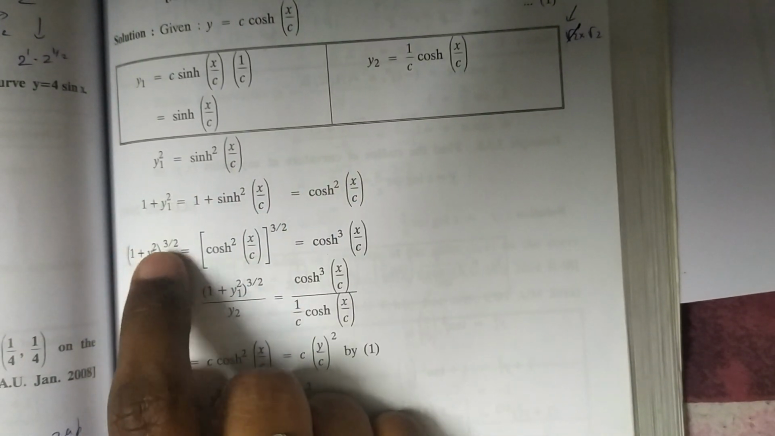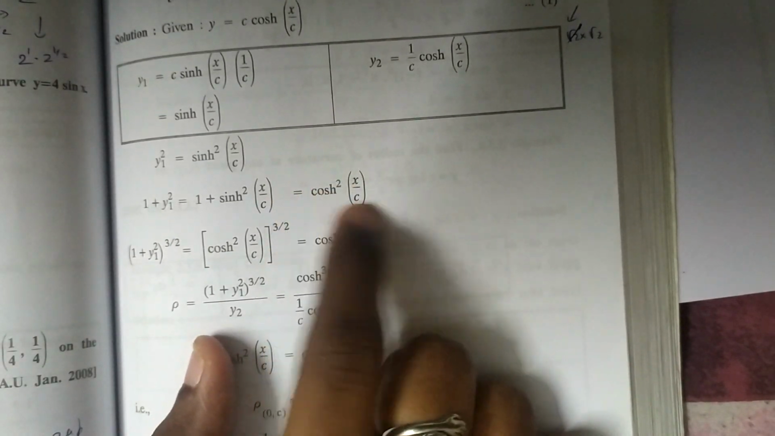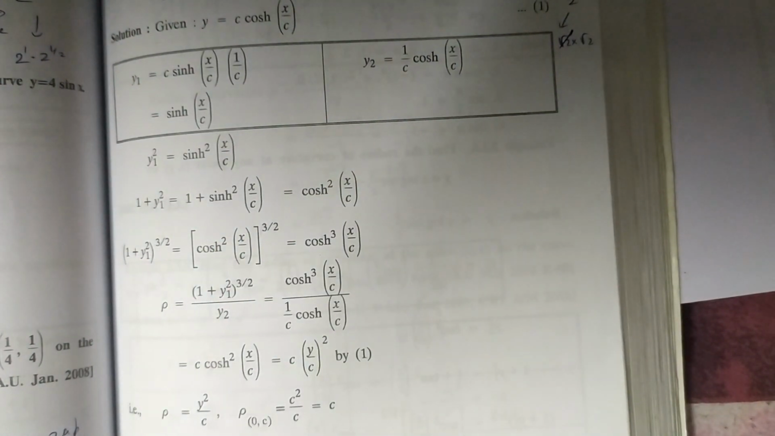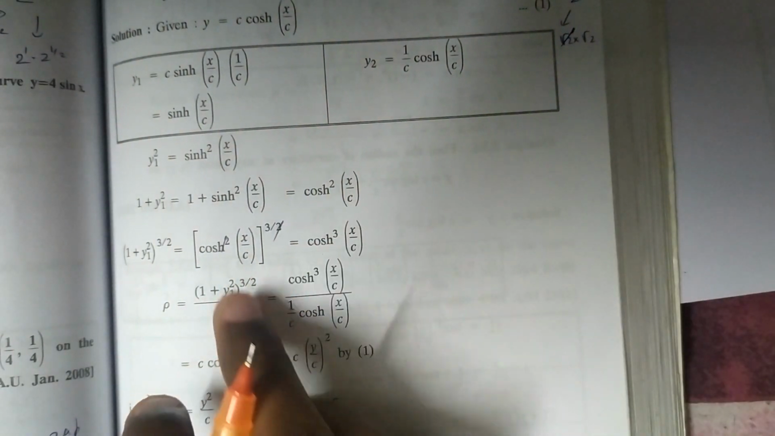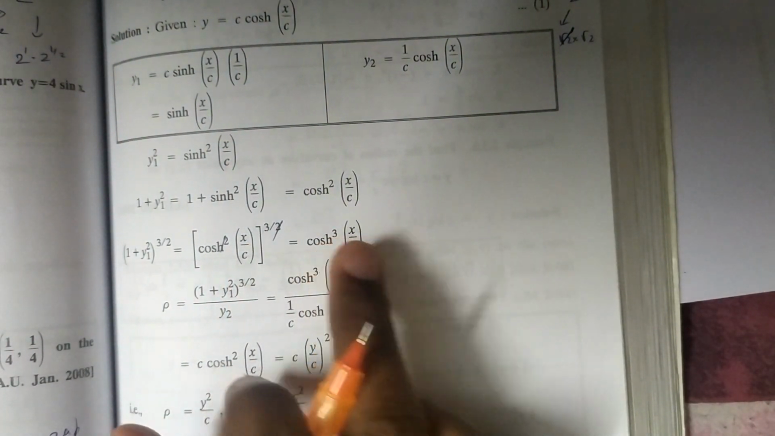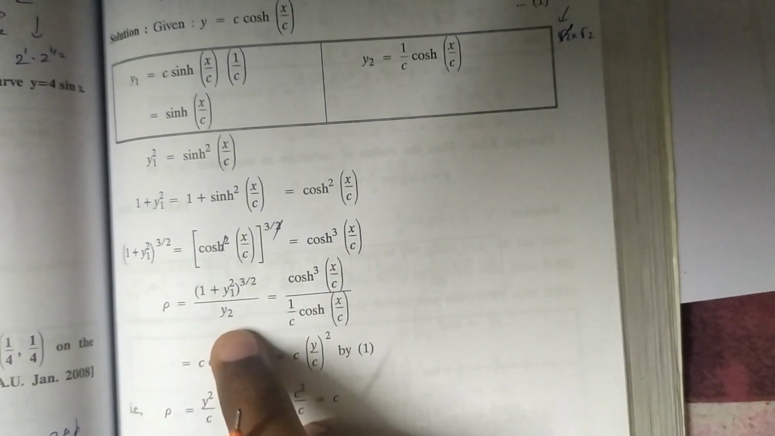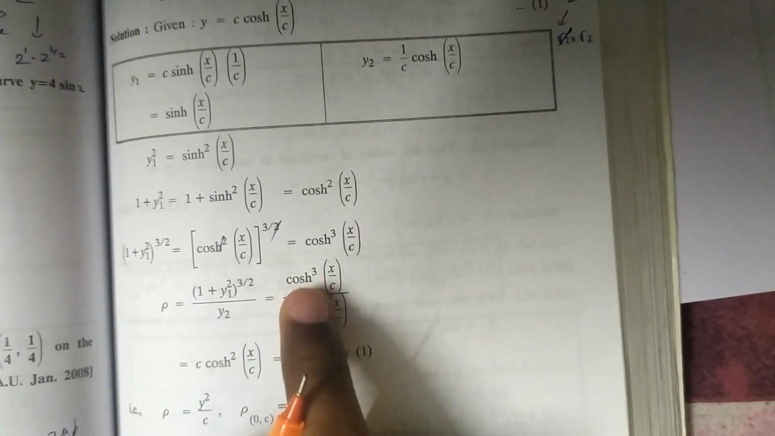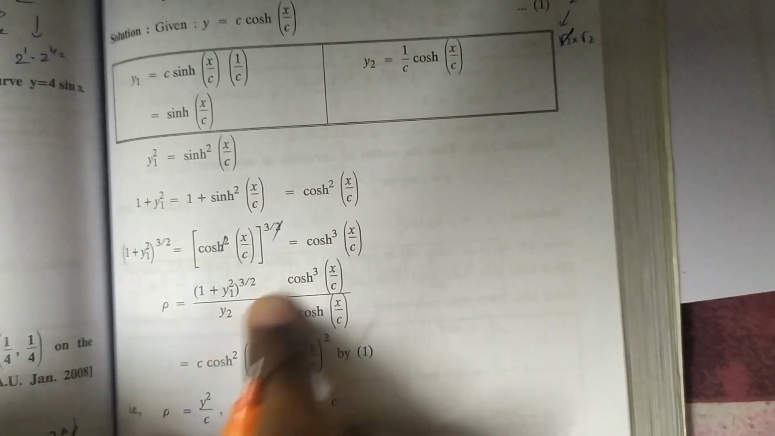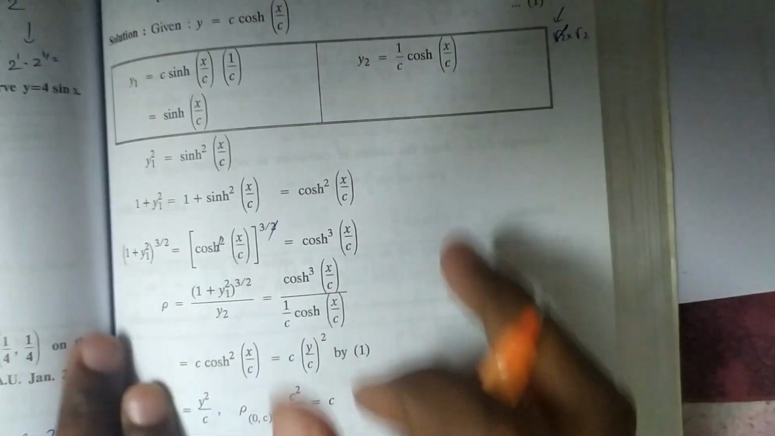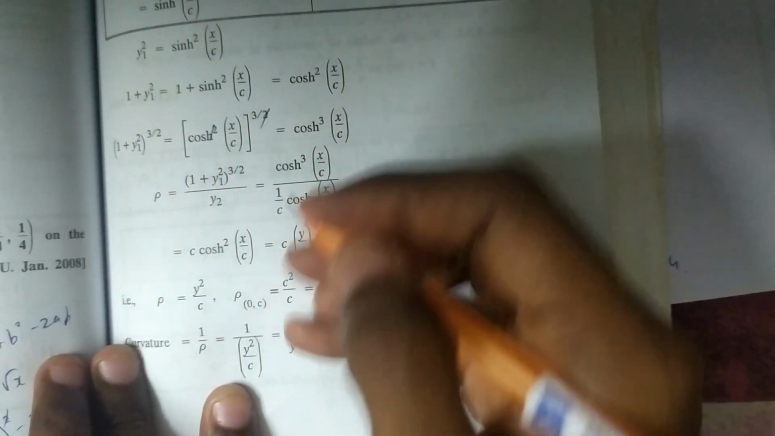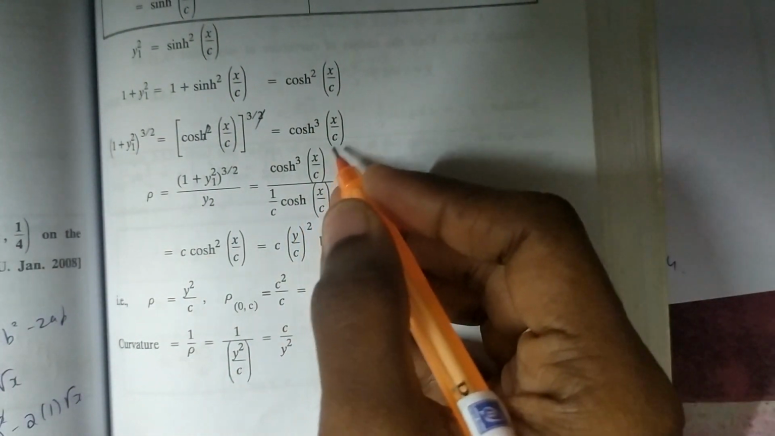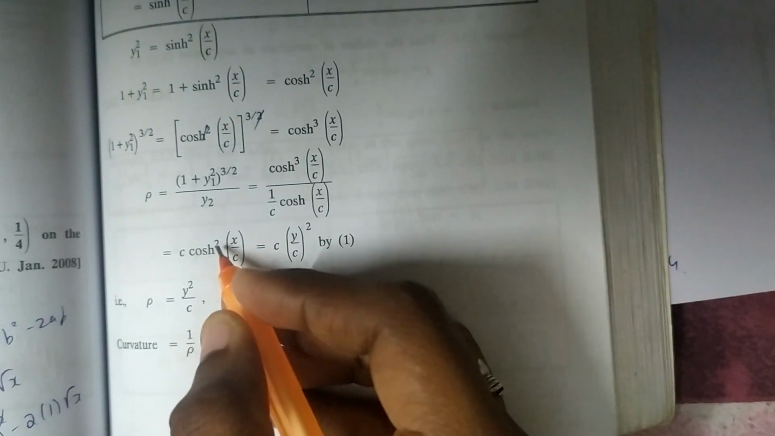Okay, so you have to put the power of 3 by 2. So this value to the whole power of 3 by 2 will come. Then this 2 and this 2 will get cancelled. You will be getting cosh cube x by c. I'm going to substitute this here. So instead of 1 plus y1 square to the whole power of 3 by 2, I am just substituting cosh cube x by c divided by, instead of y2, I am substituting 1 by c cosh x by c. Here this 1 by c gets reciprocated, it will be c, and this cosh x by c and this cosh x by c will get cancelled. You will be getting cosh square x by c.